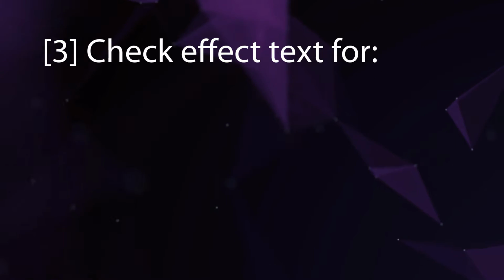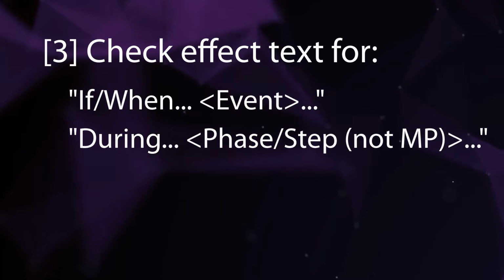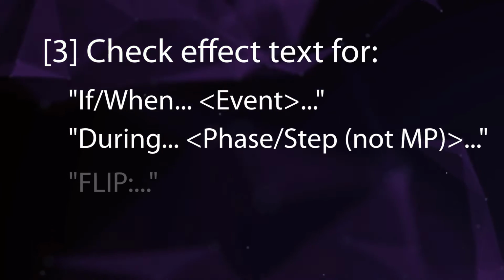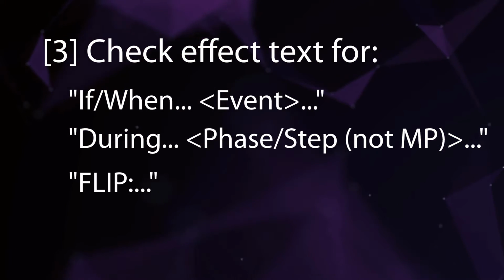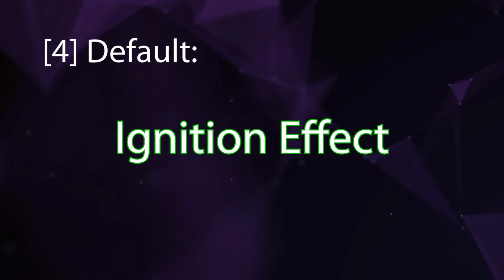Next, we will check the effect text to see if it contains one of the following. If or when, followed by an event. During a phase or step that is not the main phase. Flip. If it contains one of these, then we can stop here. It is a trigger effect. If you have reached this far and not yet classified the effect, then it is an ignition effect.